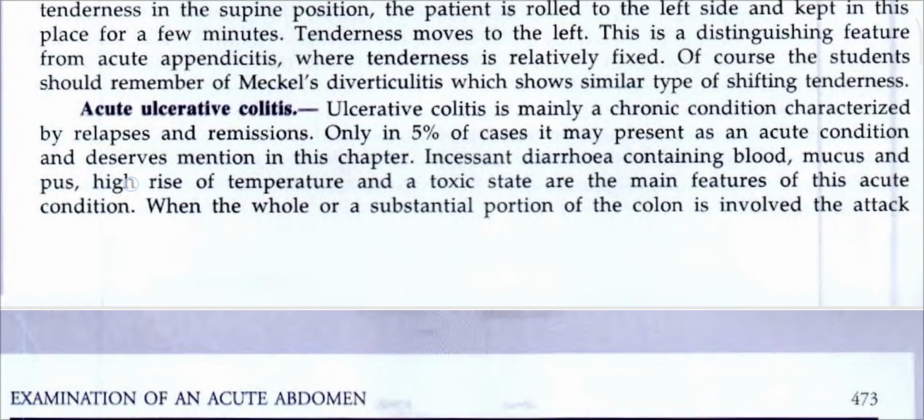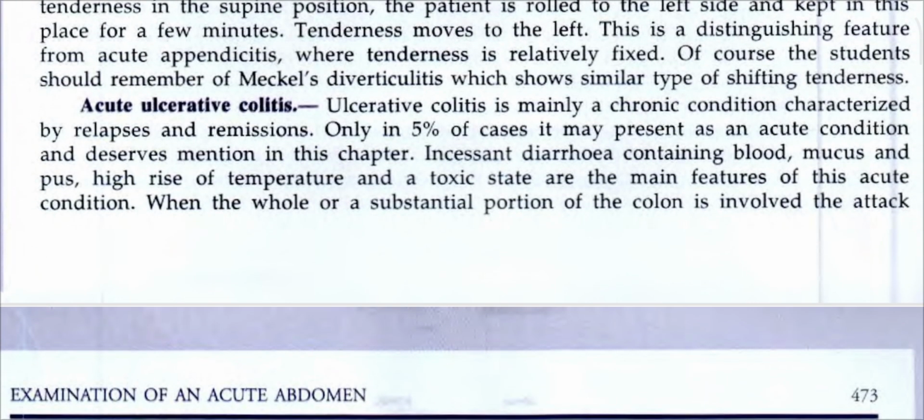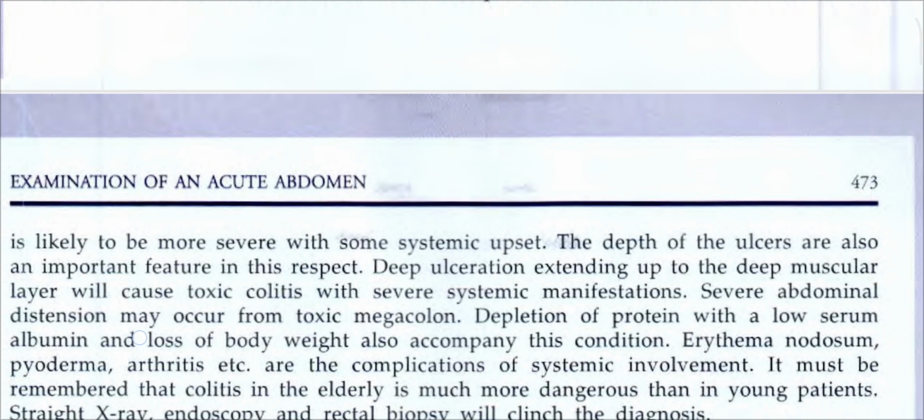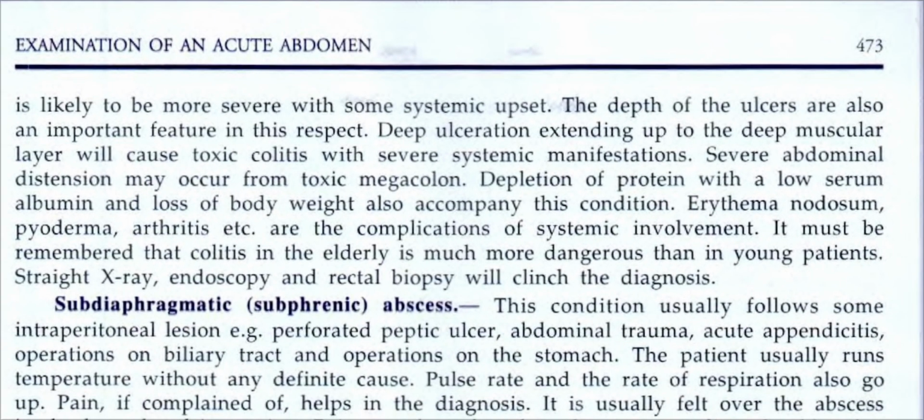Acute ulcerative colitis. Ulcerative colitis is mainly a chronic condition characterized by relapses and remissions. Only in 5% of cases may it present as an acute condition and deserve mention in this chapter. Sudden diarrhea containing blood, mucus, and pus, high rise of temperature, and toxic states are the main features of this acute condition. When the whole or a substantial portion of the colon is involved, the attack is likely to be more severe with some systemic upset.